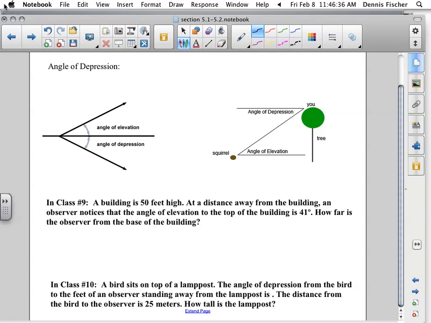Okay, a building is 50 feet away. At a distance away from the building, Mr. Crew notices that the angle of elevation to the top of the building is 41 degrees. How far is the observer from the base of the building?